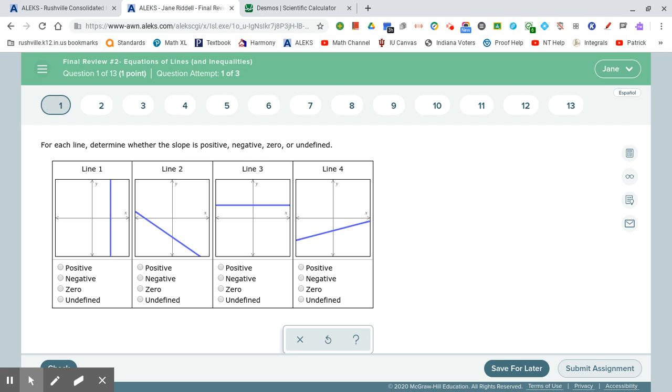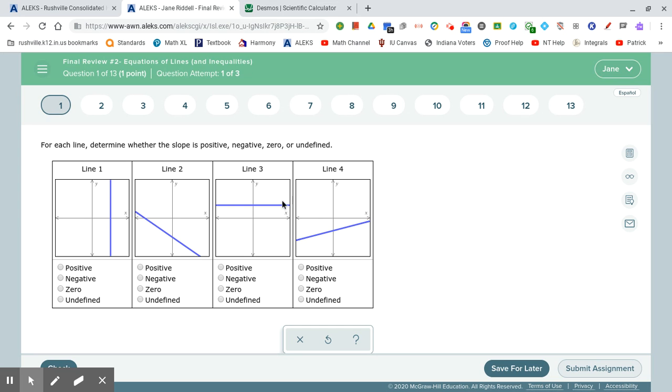So first thing is slope. So remember that slope is how your line moves. It's your change of y's over your change of x's. Your slope formula will be provided for you, as well as your slope-intercept formula, as well as point slope form. All right, so question number 1 really does not require any work.